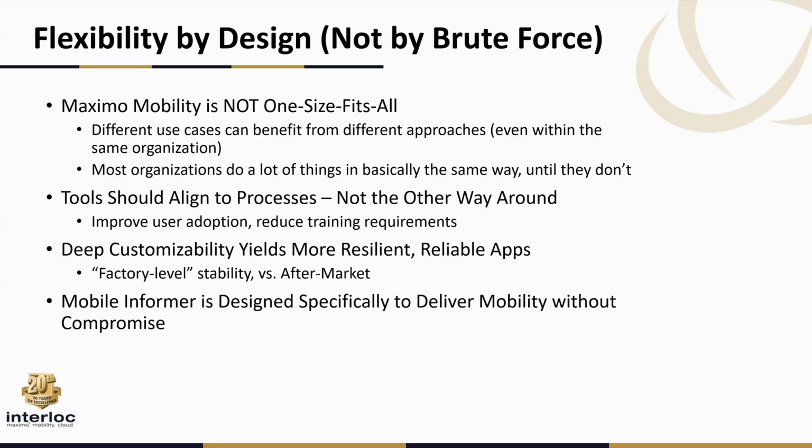So Mobile Informer, as I've mentioned before, is designed specifically to deliver mobility without compromise. We're supposed to go the places that other products can't or won't, and particularly as it pertains to IBM's Maximo Mobile, we're looking to go where people have run up against limitations and need more, and the product's just not really intended to go there with them. In that case, that's where we shine.